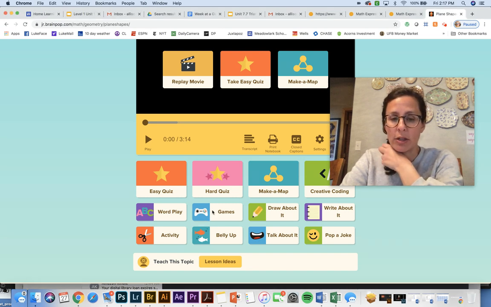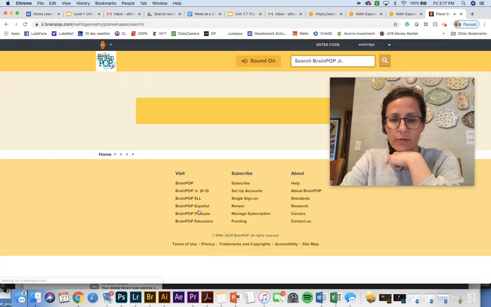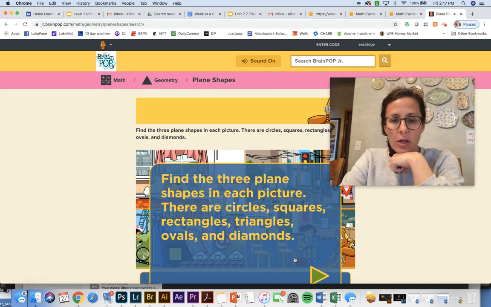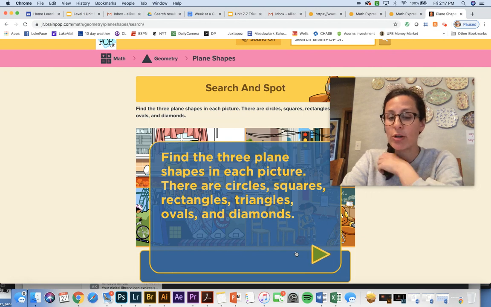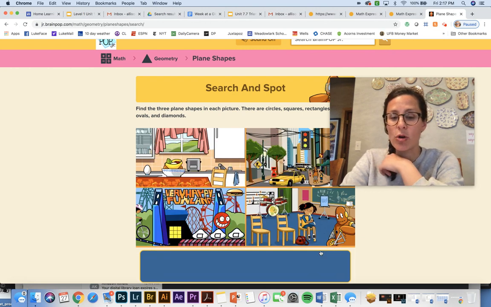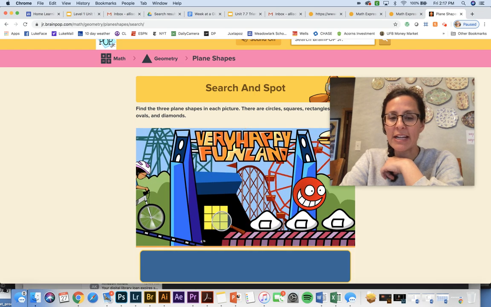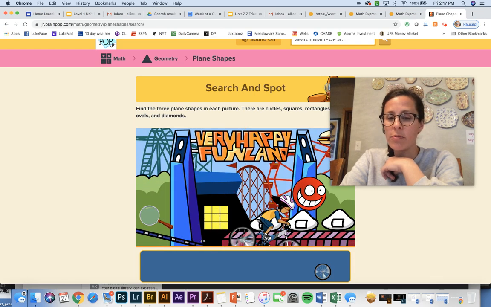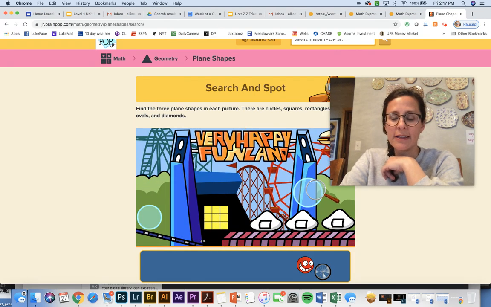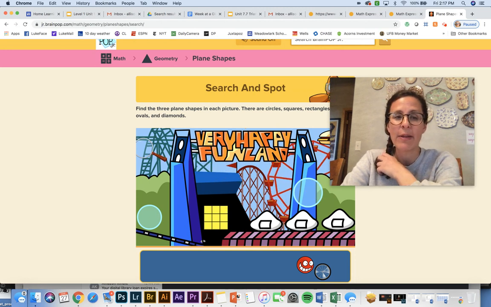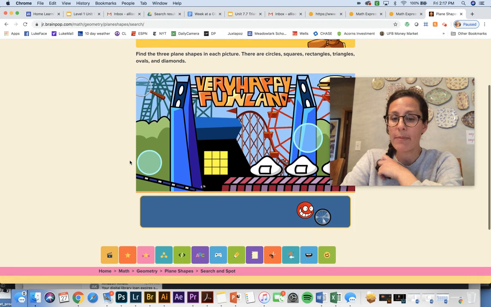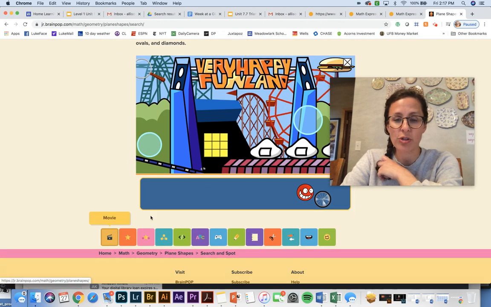Let me just give you a quick little preview of this because I thought this was super fun. You can find 3 shapes in each picture. There are circles, squares, rectangles, triangles, diamonds, and ovals. And so you can kind of look for, oh, there's a circle. There's a circle. You can just play this fun little game in your Brain Pop, since you have Brain Pop access, and there's also the quizzes as well.